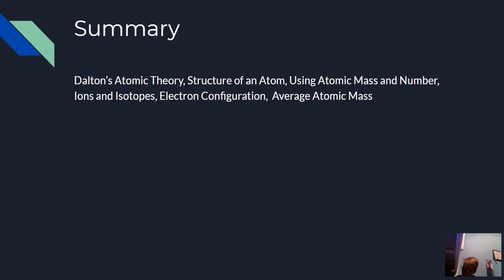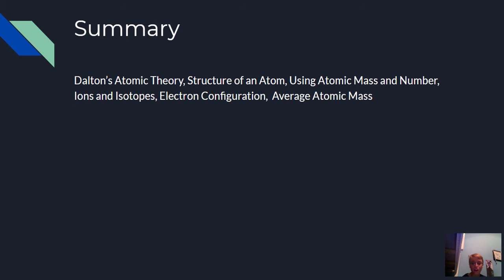So, Unit 2 of Chemistry covers a wide variety of subjects, but is categorized under the phrase structure of an atom. In this video, we will cover Dalton's atomic theory, the structure of an atom, using atomic mass and number to find subatomic particles, ions and isotopes, electron configuration, and average atomic mass. John Dalton, way back when, created a theory for how atoms worked, but as technology advanced, different scientists have added onto this theory with their own discoveries.